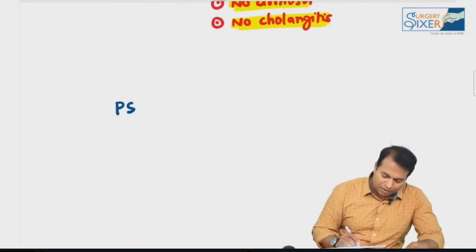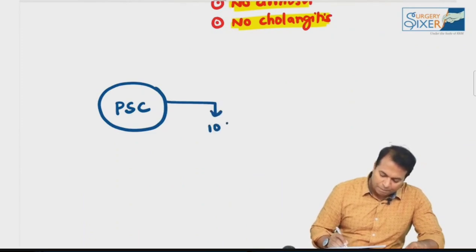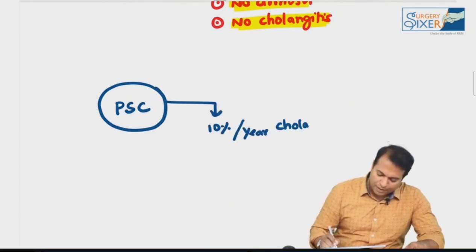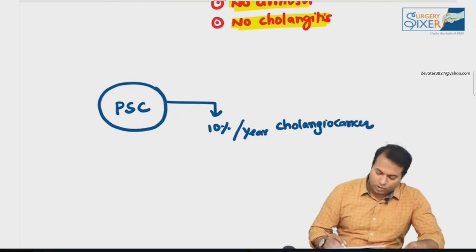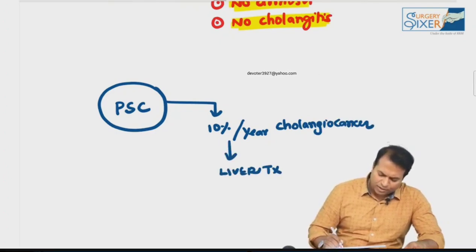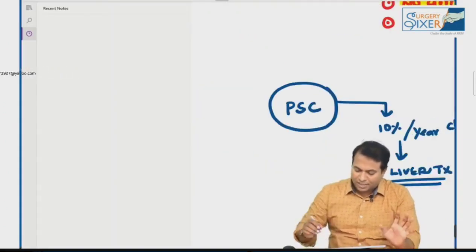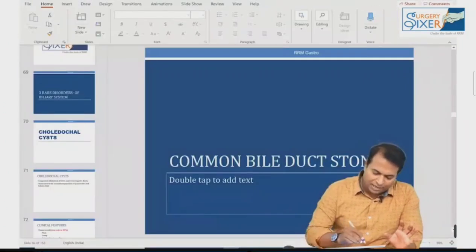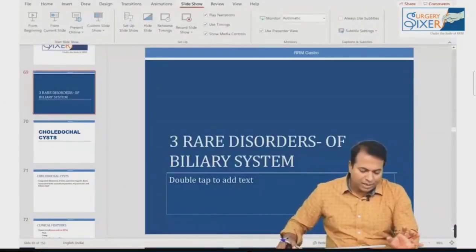And what is the management of primary sclerosing cholangitis? They are going to develop cholangiocarcinoma at 10% per year. Therefore, the only treatment available for them is liver transplantation. So please remember, we have to do liver transplantation, otherwise most of them will die in these cases. So please don't forget, liver transplantation should be done for these patients. Let me show you the images of this chapter now.